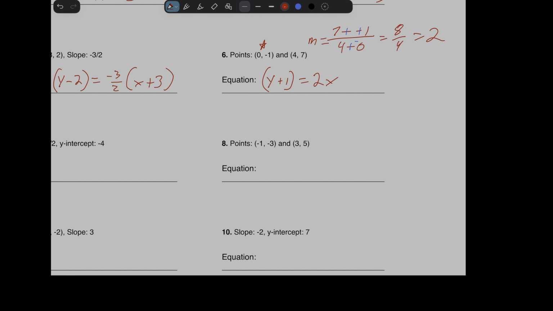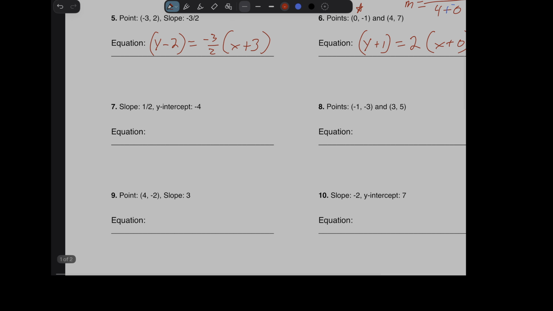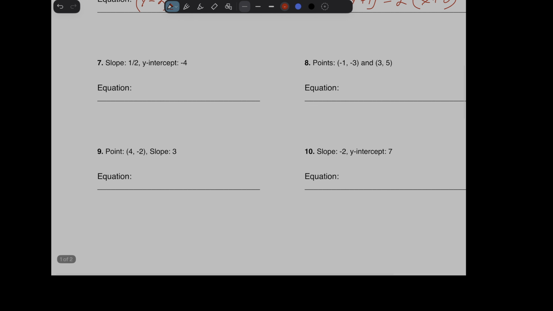Now, if that really freaks you out, though, it might be better to see it in the form. There's nothing wrong with doing that, because if you see it like that, that's going to make a little more sense to you when you graph it, okay? Let's go on to number 7. They gave me a slope and an intercept. Which form should I use? I don't know. How about the slope-intercept form? y equals, my slope, remember, is my m, 1/2 x, and this is my b, minus 4. That's all you have to do.